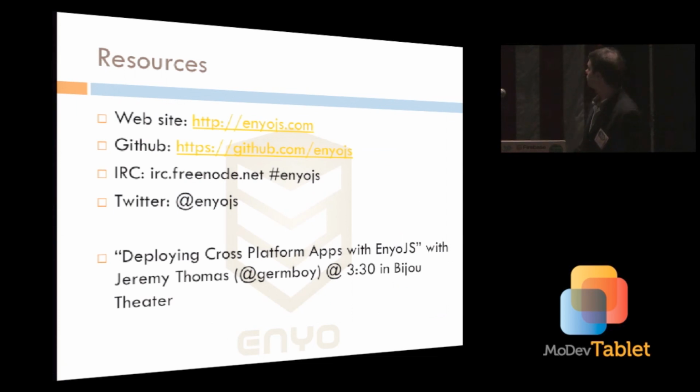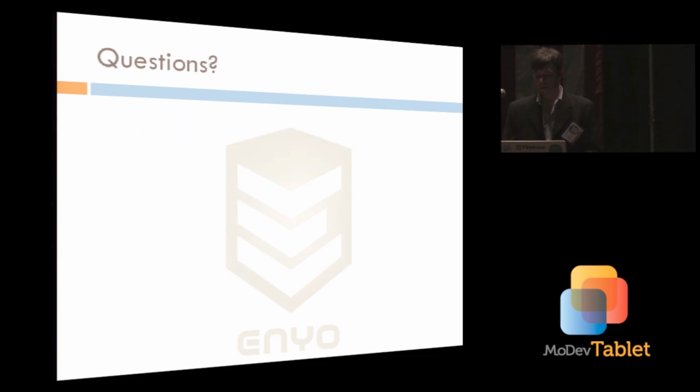Resources. These are the ones that I would have shown you here: the Enyo.js website, the GitHub repository, IRC, Twitter. And then later today, I believe at 3:30, Jeremy Thomas, a colleague of mine, will be doing a presentation on how to deploy cross-platform apps with Enyo. That's 15 minutes, and it'll be in the Bijou Theater, and I certainly encourage you to take a look at that. Wow, I really powered through that.